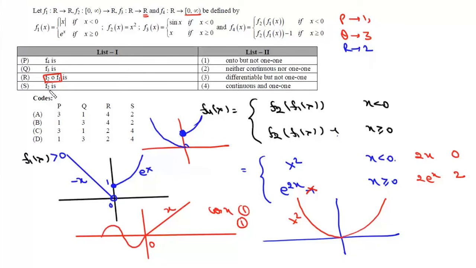not true, continuous and 1-1, not true. And finally we have this f2. Now this f2 is x square when x lies between 0 to infinity. So it is this function. Now this is continuous and 1-1, and that's your option 4. So this S, it matches with 4. So it is 1 3 2 4, and that's your option D.